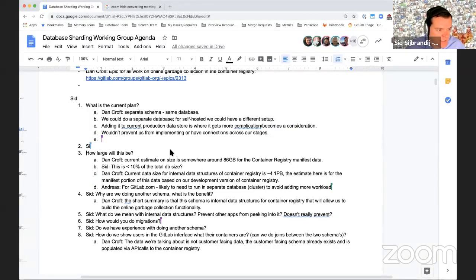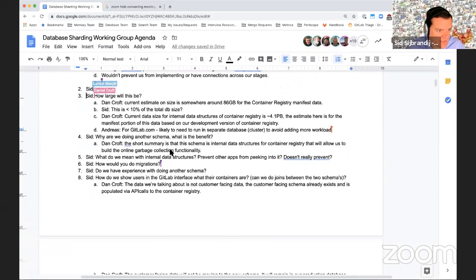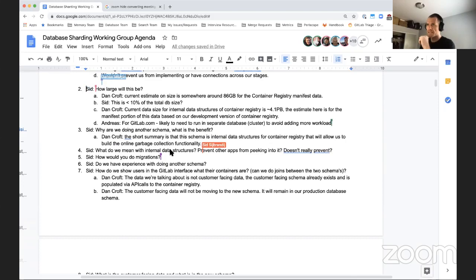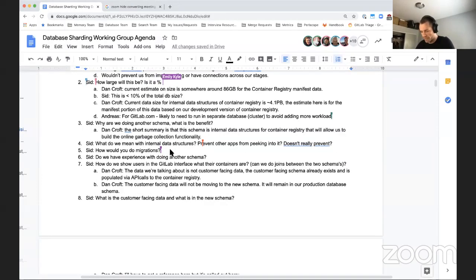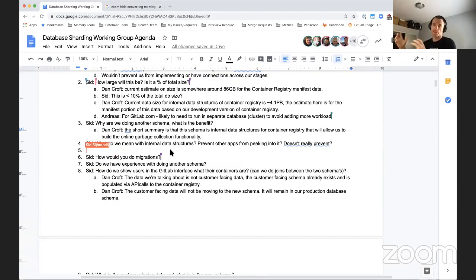So the size of it, is it a percentage of the total size or? Yeah, so the way this is set up is we're looking to take the manifest data. The way that the container registry is set up, we've got a separate file structure for the manifest data from the actual blobs that make up the images. We want to take that manifest data and pull it into a database. The estimate that we've been able to get to by looking at our development database is around the 85, 86 gig mark, but that's going to be growing.